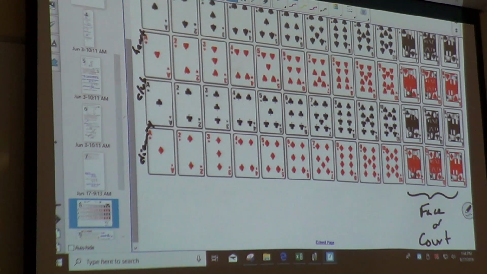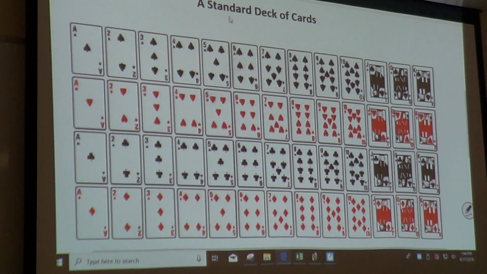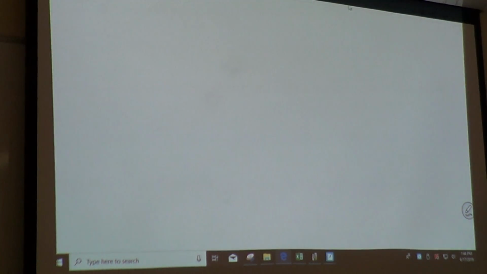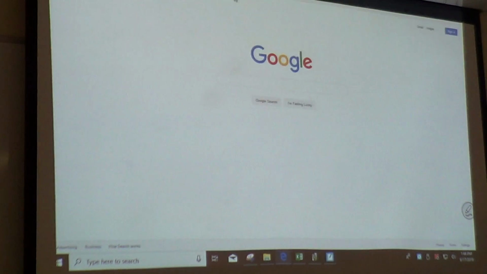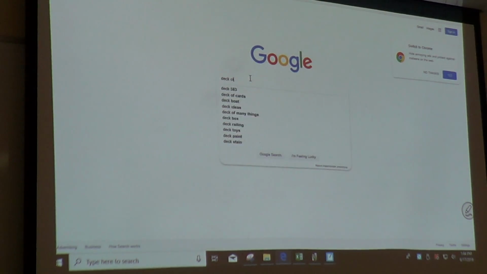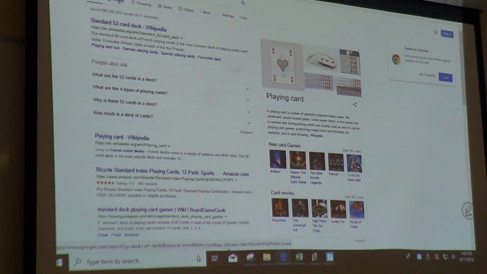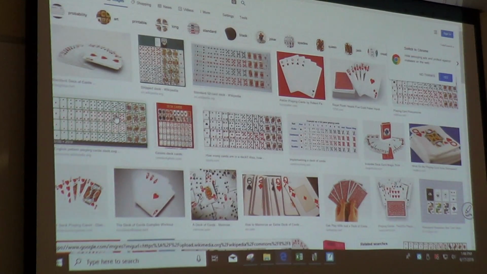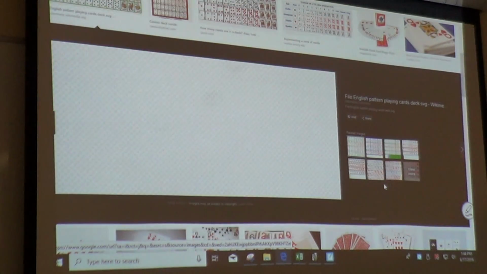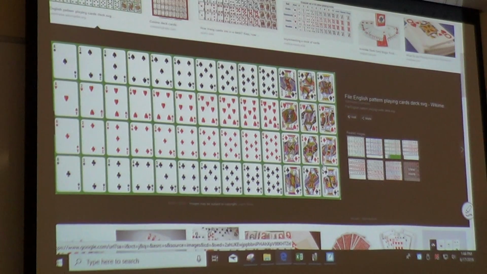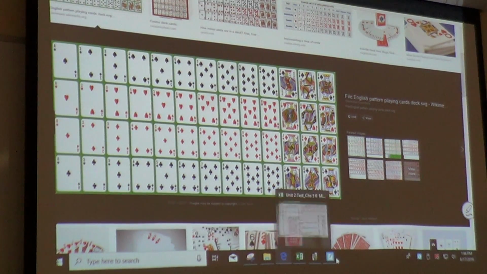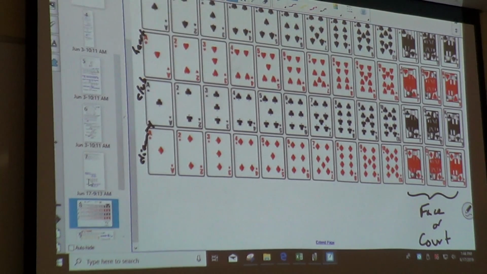Probability deals a lot with gambling. We usually use dice or we use cards. So if you are at home and don't want to bring this up, you can easily go to Google, just to show you. And just type in deck of cards and then go to images. And just get one that has a full deck and it'll give you all of the ones that you can pick from. And I just pulled one for you to see. So that's kind of what you need to know.